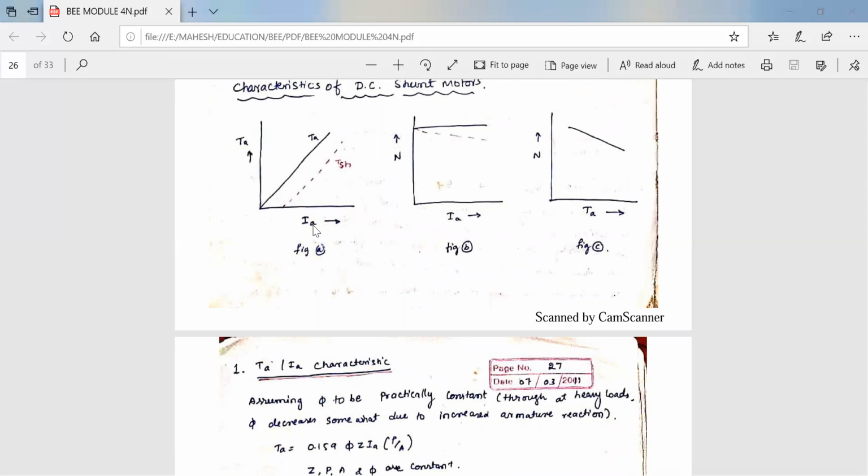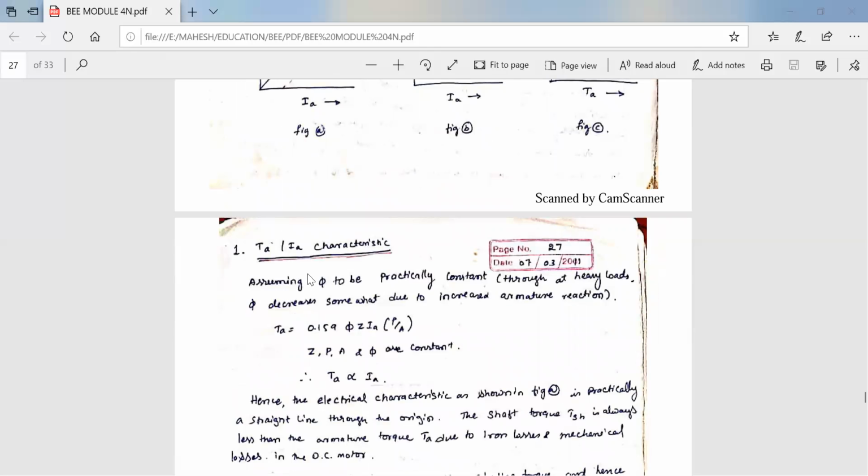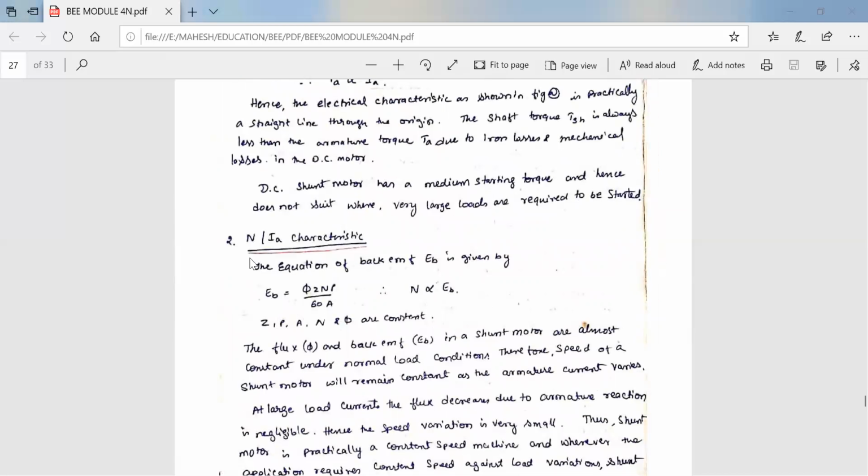So they have only medium starting torque. That's why they are not used where high starting torque is required. They are meant for only medium starting torque loads. And next is the variation of speed with respect to Ia.